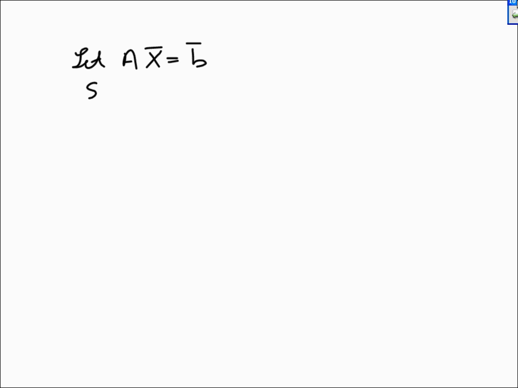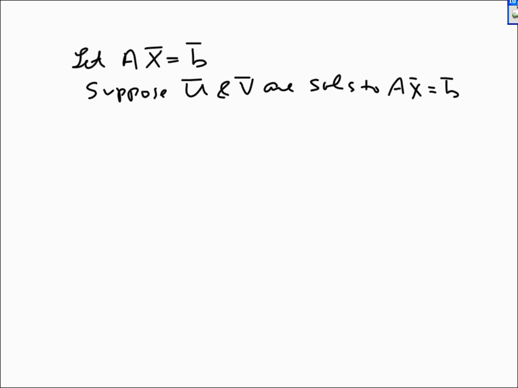Okay. Suppose U and V are solutions to AX equals B. That is, A times U will equal B, and A times V will equal B. Oops, I have one mistake. This is supposed to be a homogeneous system. AX equals 0. It's not the number 0, it's the 0 vector.